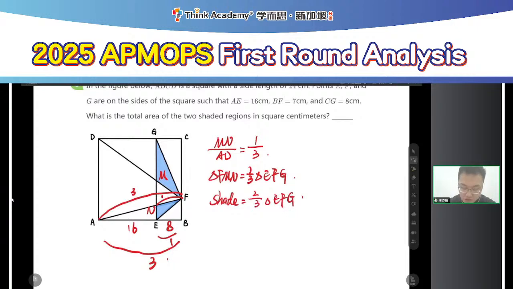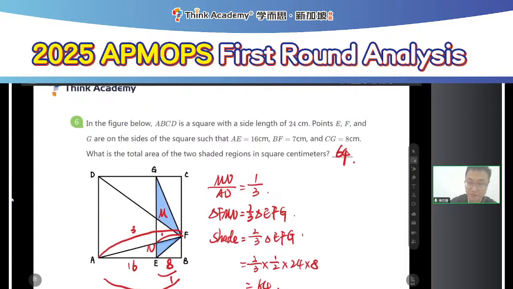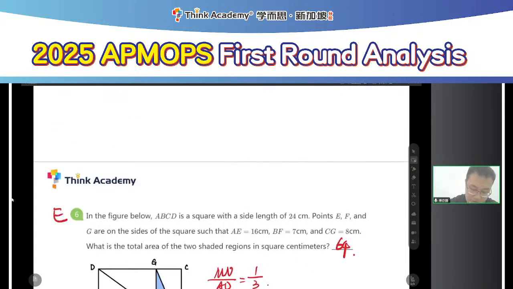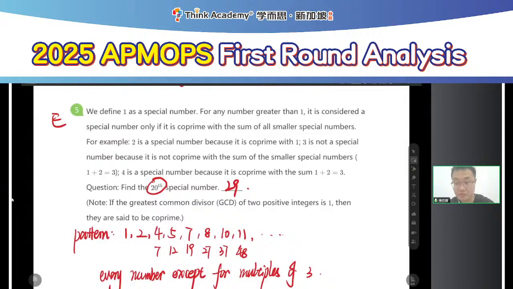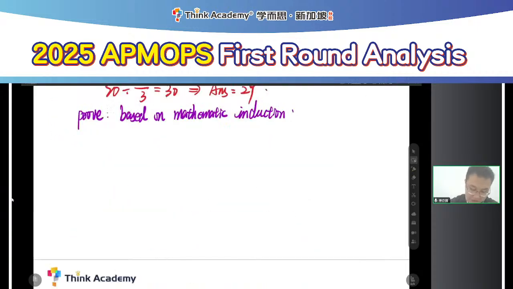For triangle EFG, the base is 24, the height is 8. So now half times 24 times 8, so the answer is 64. But this is also an easy question. But for the previous one, should I label it easy or normal? Easy or normal? I don't know. So maybe easy.